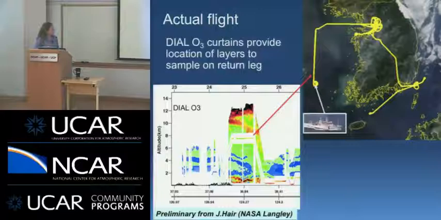And so for each of these legs, we would start out and do a high altitude leg and look at what the DIAL lidar showed us, and we'd get a picture in real time of the concentration. So this is ozone, and we could see that we got high ozone amounts very close to the surface. And so that would help us decide which altitude to fly when we flew back. Usually we'd fly as low as we could, and then pick some other altitude that we thought would fly through the maximum of that.